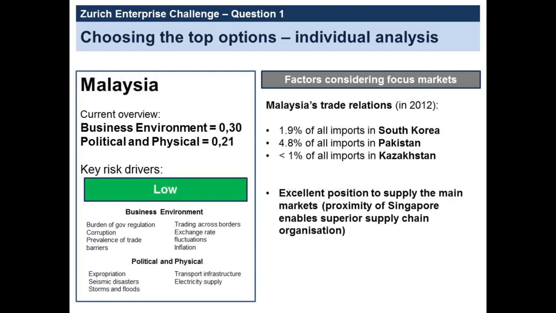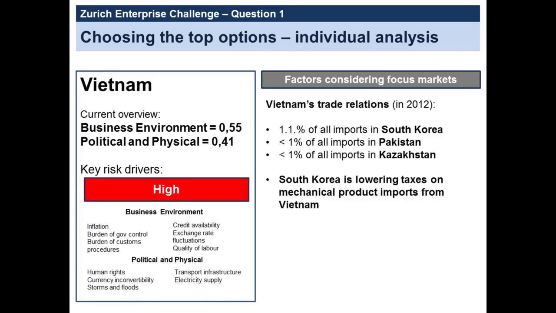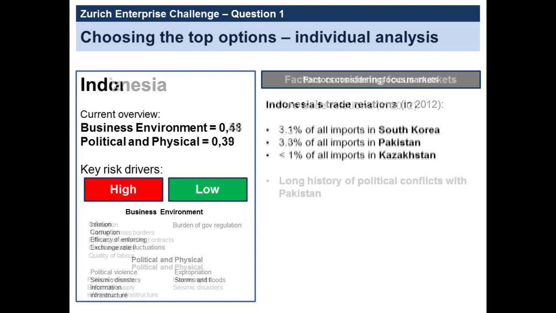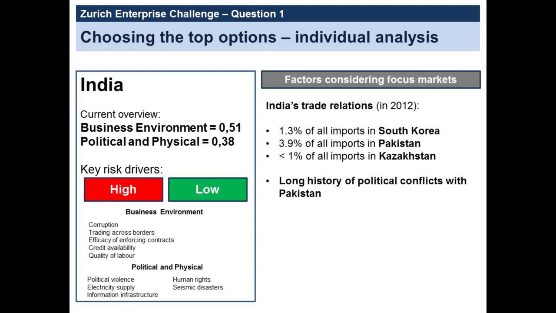Malaysia, on the other hand, has the lowest risk levels among all the focus countries in most of the categories. Vietnam has both business environment and political and physical risks high relative to the other countries, as can be seen from the data analyzed in the Risk Room. Indonesia and India have fairly similar risk reports based on our analysis and are burdened by a high risk of corruption, political violence, and information infrastructure.